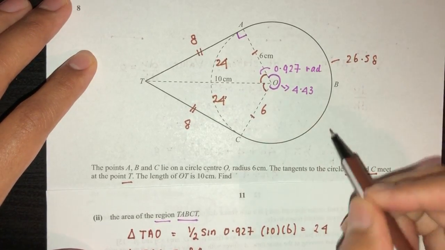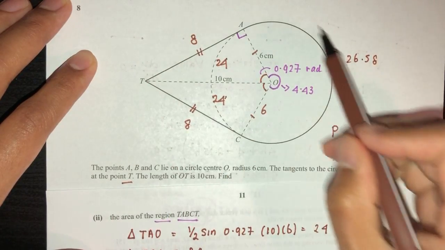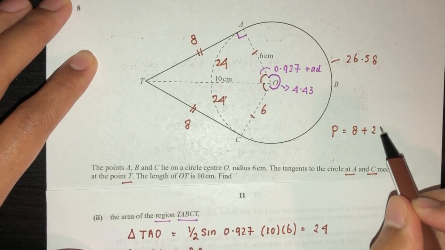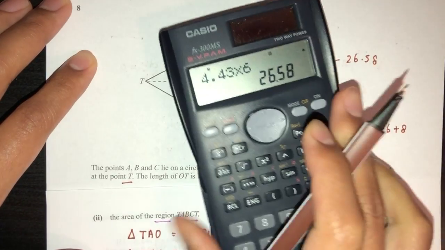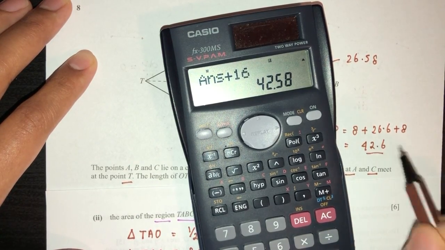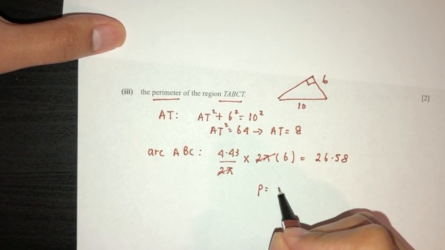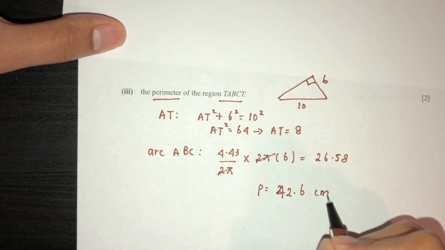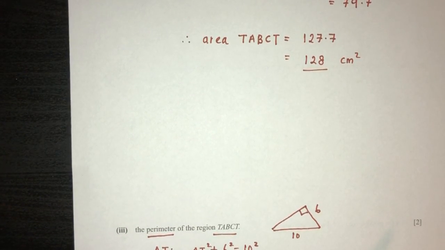Now we know this is 26.58. So the perimeter has to be the distance around. Let's begin here. That will be 8 plus this plus 8, that will be 8 plus 26.6 plus 8. That will be 42.6. So your answer for part 3 will be 42.6 centimeters for the perimeter. And that is your question number 8.